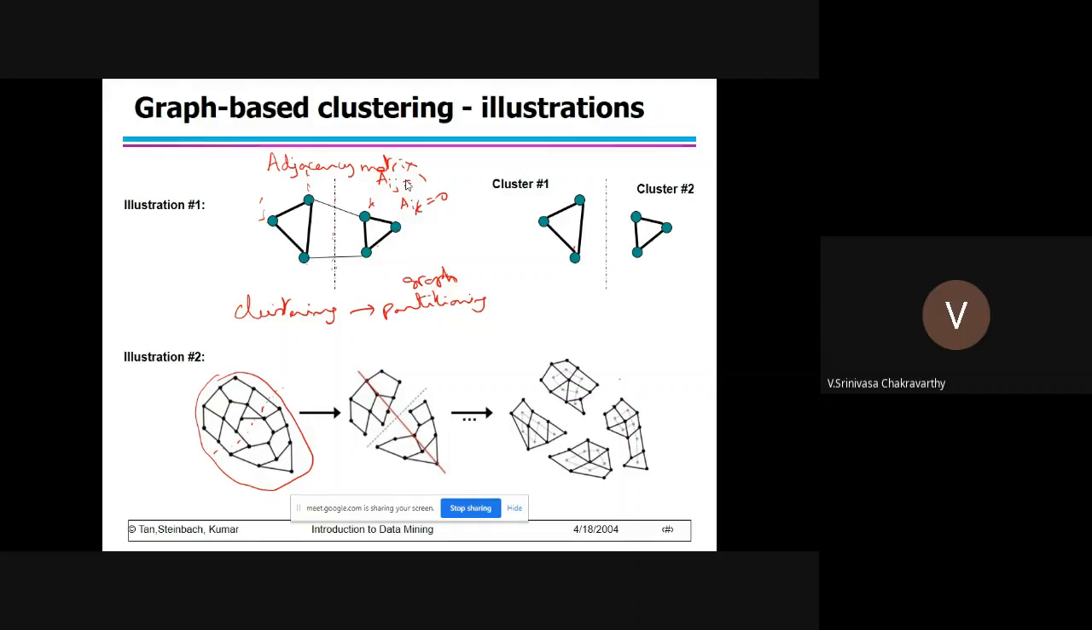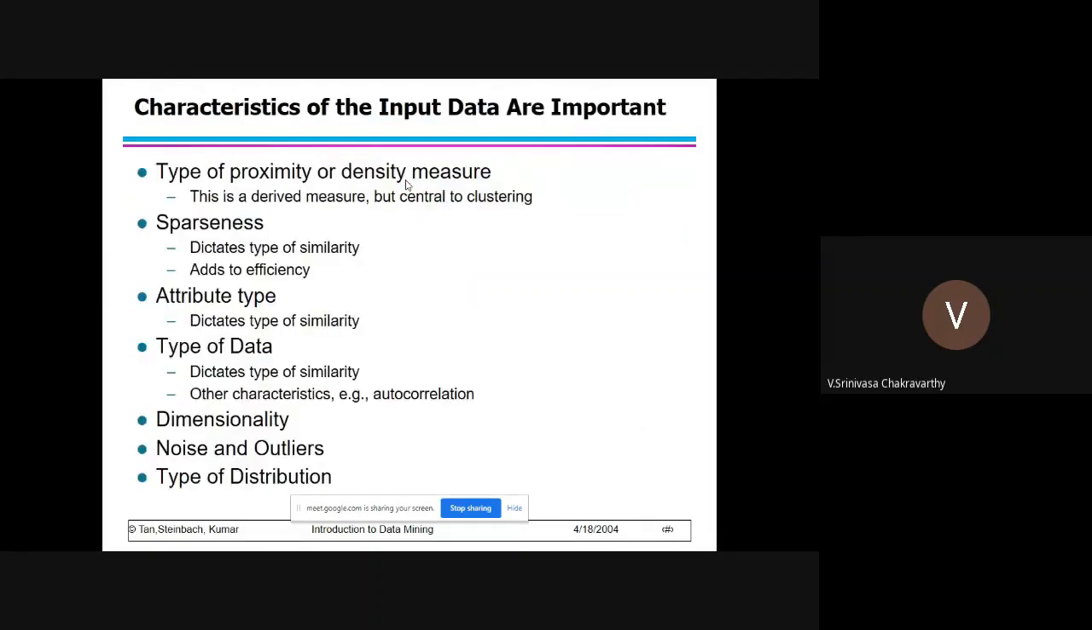How do you cut the graph so that the number of edges that you cut is minimum? Okay. So the thing is, when you do clustering, the characteristics of the input data are important. So these are some of the important features that you will consider.